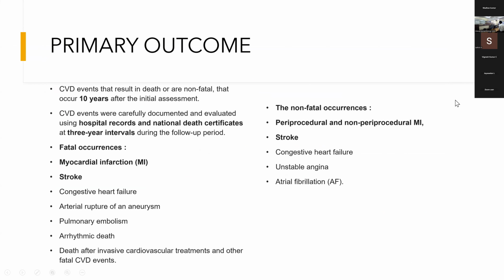And how exactly did they assess a cardiovascular disease event? They divided CVD into fatal occurrences and non-fatal occurrences. Under fatal occurrences, MI, stroke, heart failure, arterial rupture of an aneurysm, pulmonary embolism, arrhythmic death, and death after invasive cardiovascular treatment were considered fatal CVD. And peri-procedural and non-procedural MI, stroke, heart failure, unstable angina, and atrial fibrillation not resulting in death were considered non-fatal CVD. And how exactly did they measure whether the CVD happened or not? The study authors looked at hospital records and national death certificates at every 3-year interval to find out whether or not the participants had ultimately developed a CVD event.